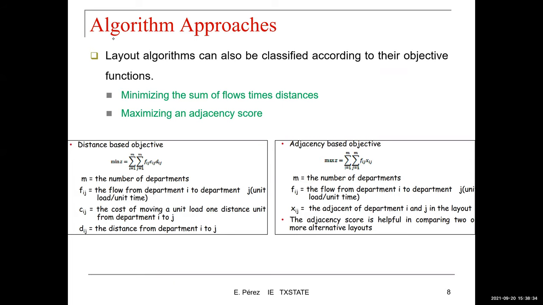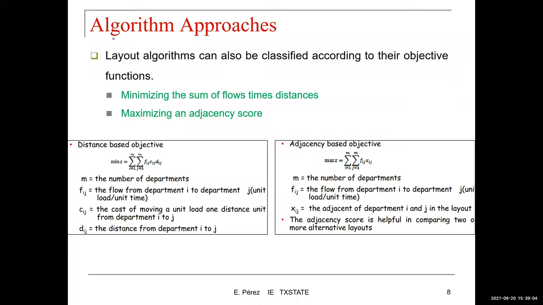The second objective function is to maximize the adjacency score. So if you are trying to put departments that have a very high flow together, you want to maximize that closeness between those departments. And those two are expressed in mathematical ways here. So I have the distance-based objectives in which we are trying to minimize the summation of the flows times the distances. So that's on the left.